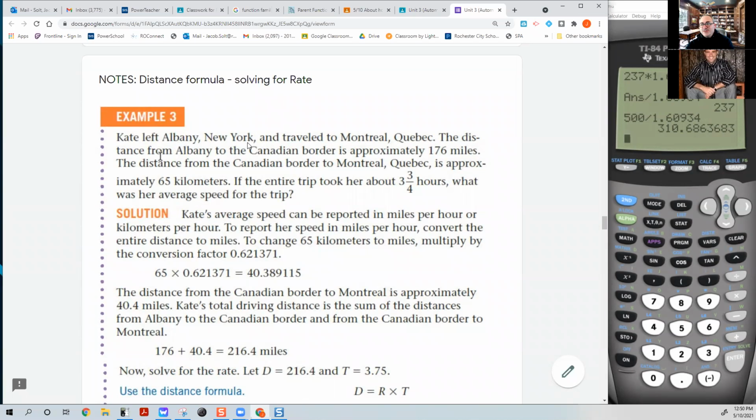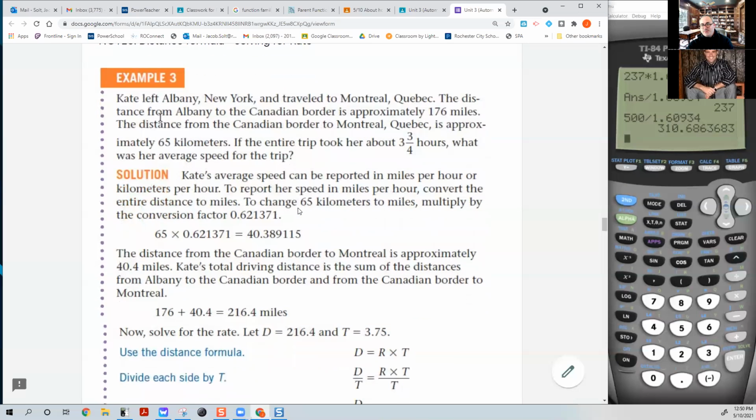Kate left Albany, New York, and she traveled to Montreal, Quebec. The distance from Albany to the Canadian border is approximately 176 miles. The distance, though, between the Canadian border and Montreal, Quebec is approximately 65 kilometers. If the entire trip took her about 3 3/4 hours, what was her average speed for the trip? All right, woof, that's going to be complex. We'll see. We'll be doing conversions and the distance formula and all sorts of different things here.